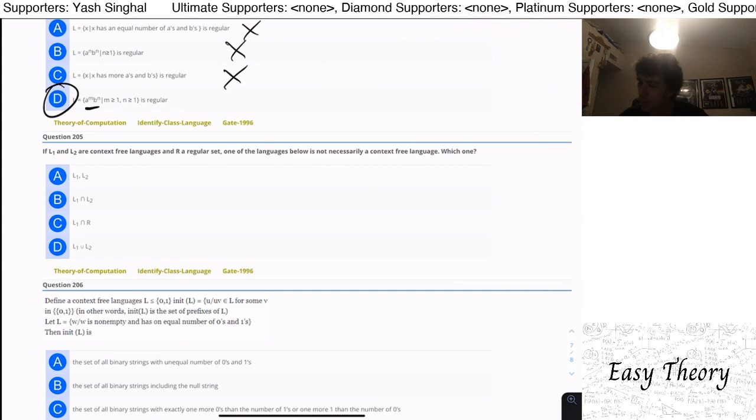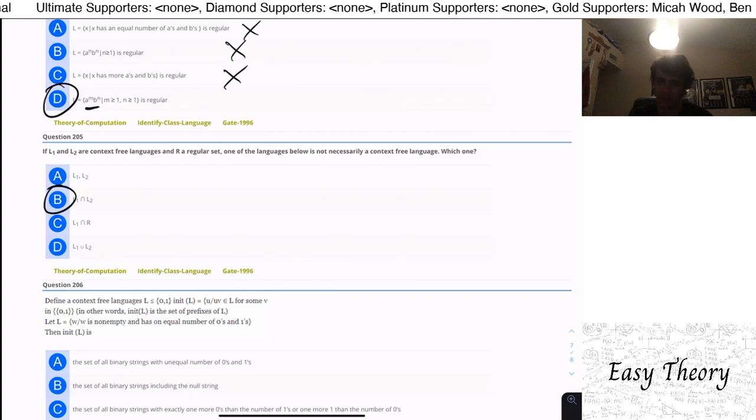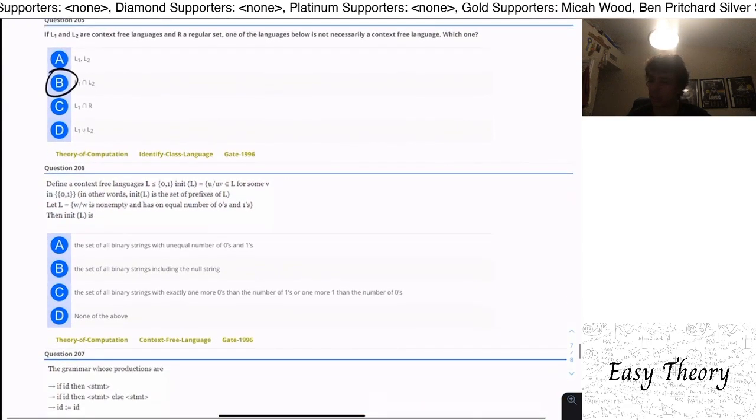L1 intersection L2. Yeah, I was blanking out. Yeah, because it's the intersection of context-free languages.